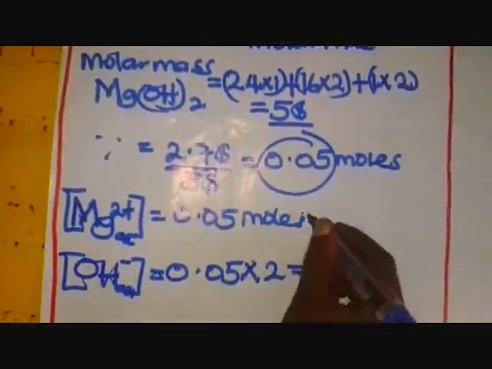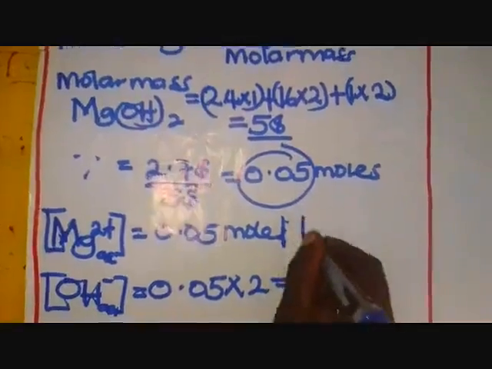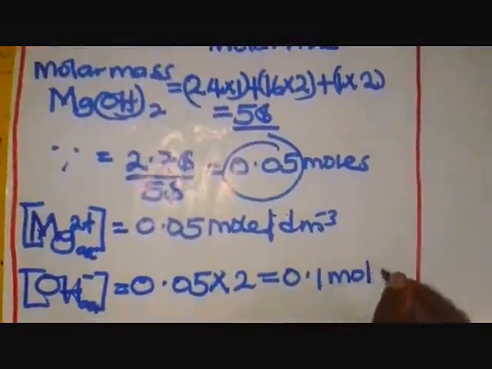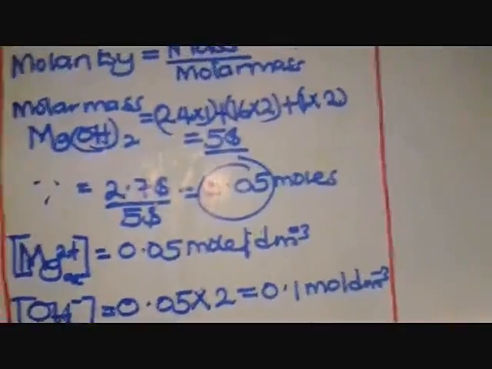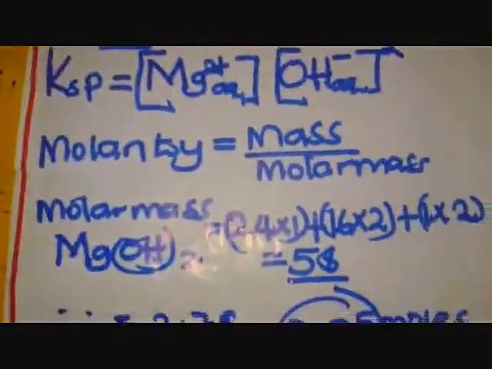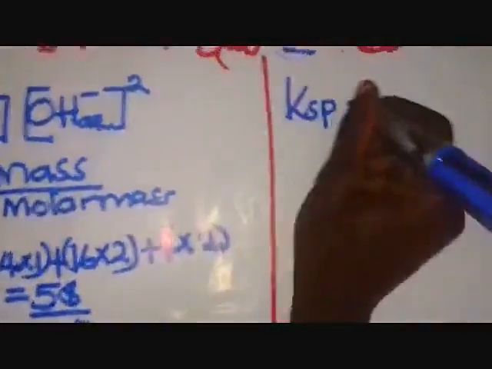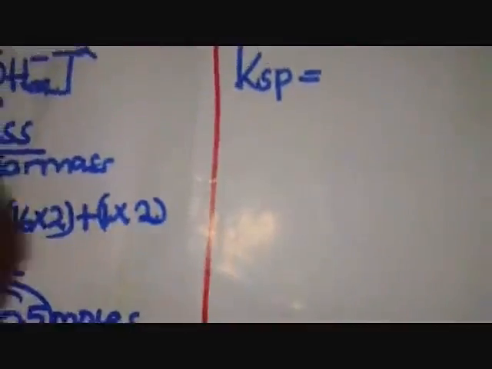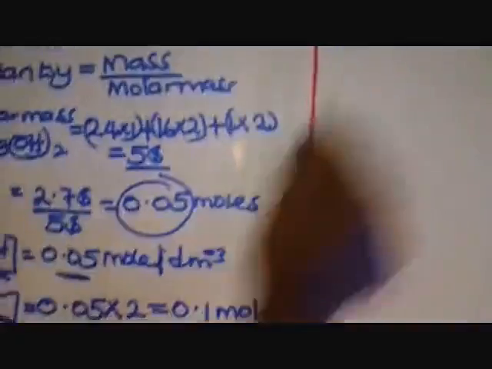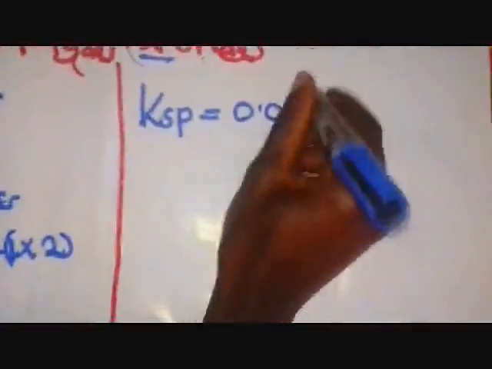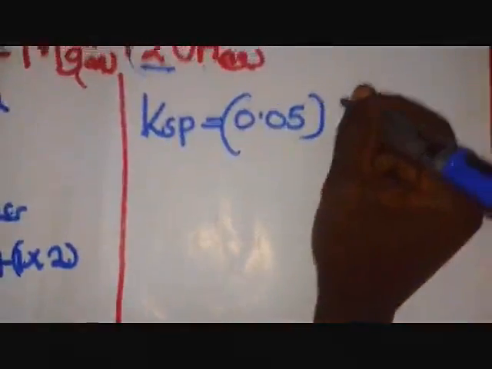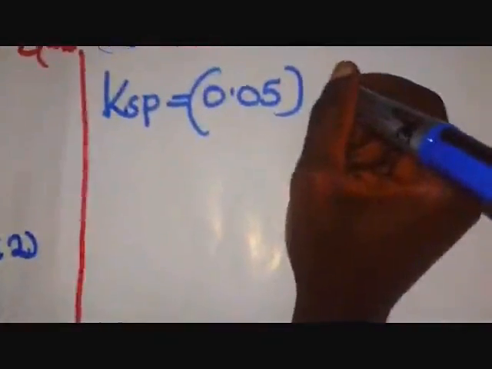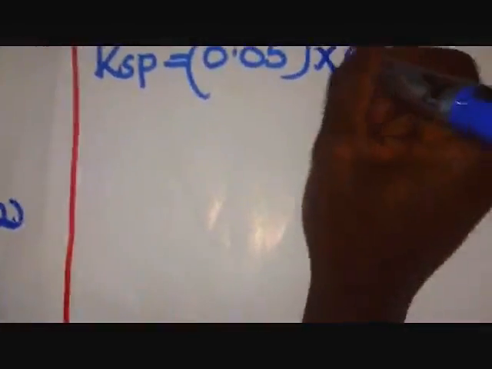Now remember, these are moles per dm cubed. Even these ones are moles per dm cubed. Then from there, we are going to find our Ksp by substituting into our expression. So our Ksp is going to be equivalent to the concentration of magnesium ions here, which you have already got as 0.05. We don't repeat the other brackets which are square. We have already got it, so we use normal mathematical brackets. Then times the concentration of the hydroxide ions, which is 0.1.